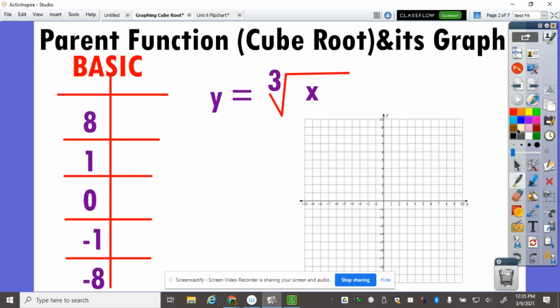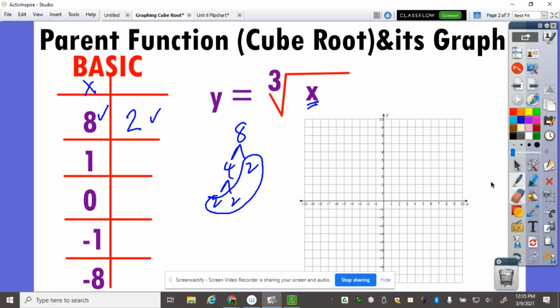So let's go and graph the parent function of a cube root. So here's the system. We're going to try to cheat the system. We're going to anticipate the values that will give us an integer. If we use x equal to 8 and plug it in, what's the cube root of 8? The cube root of 8 is 2 because 8 can be broken into 2 times 2 times 2. There are three 2's there. That makes it 2.